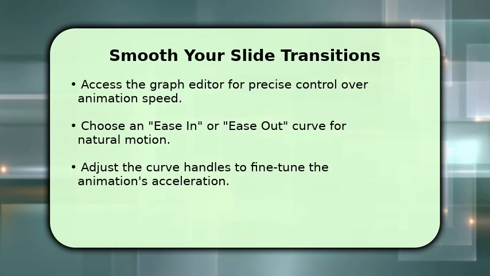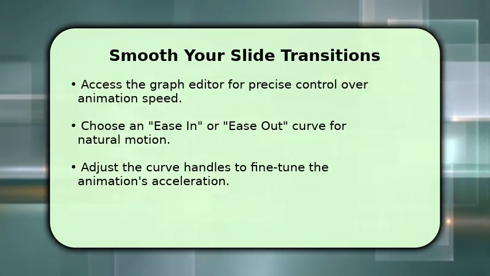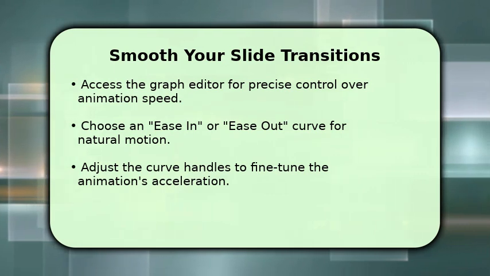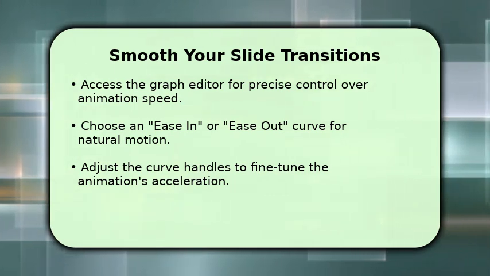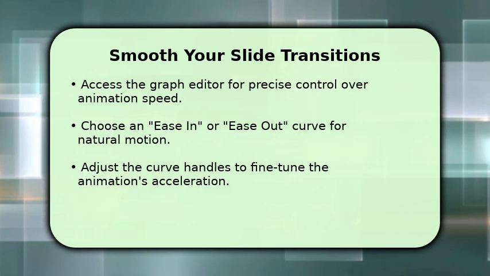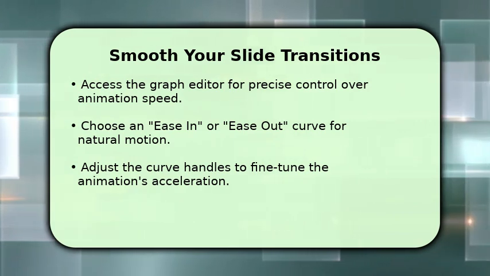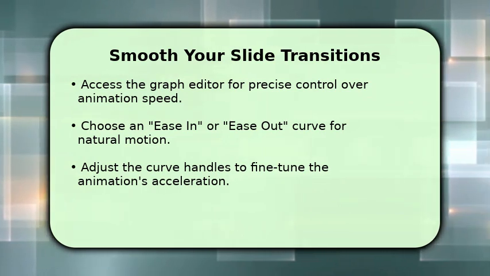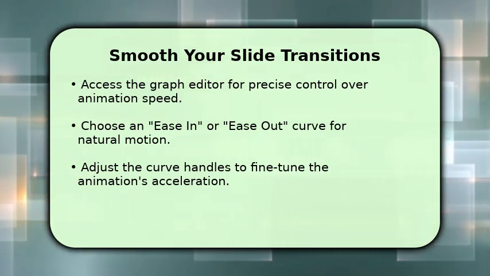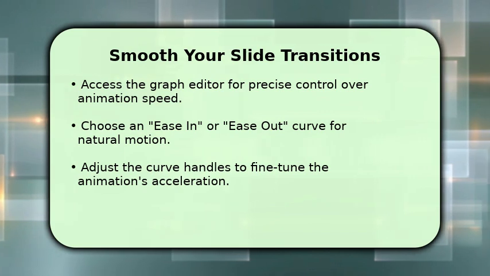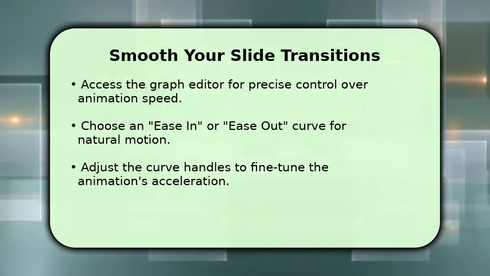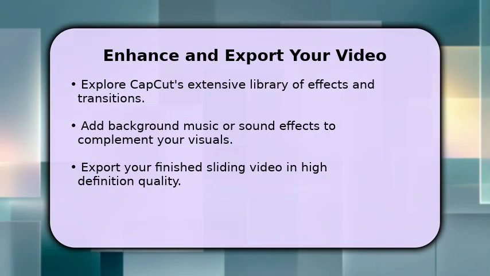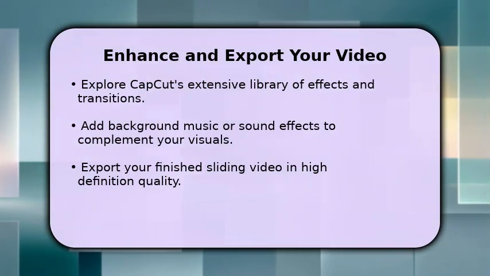Capcut will automatically generate the smooth sliding transition between these 2 points. To make your slide transitions look even more professional, utilize the graph editor. Select the clip with the keyframes and tap on the graph icon. Here, you can choose from various preset curves like ease in or ease out to give your slide a natural acceleration or deceleration. Experiment with adjusting the curve handles to achieve the perfect, fluid motion for your video, making it visually appealing.